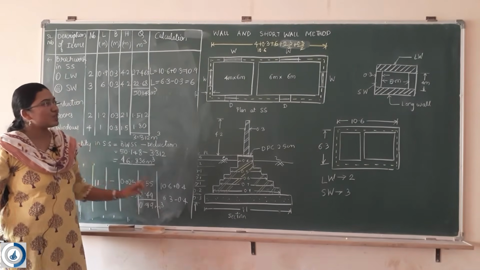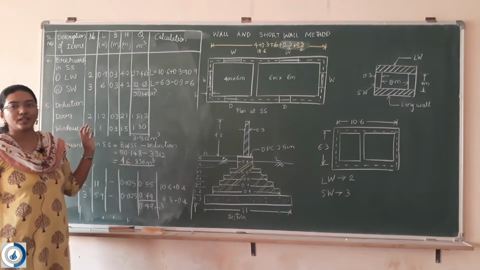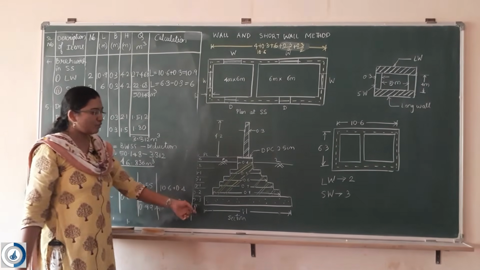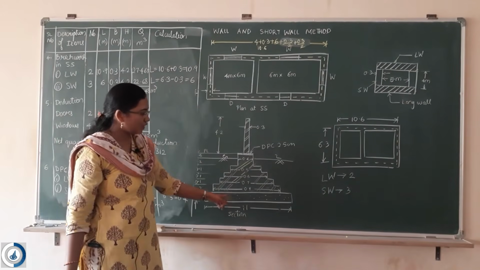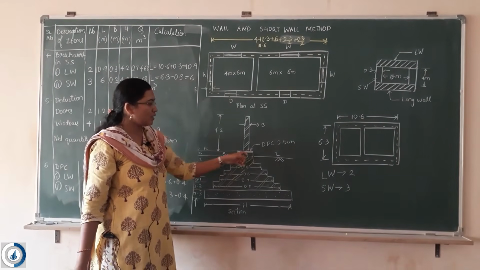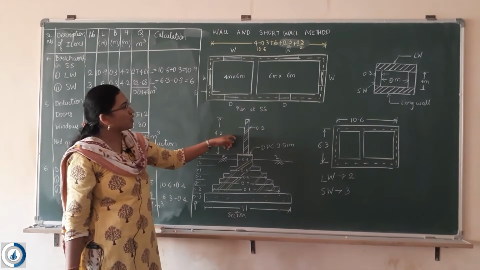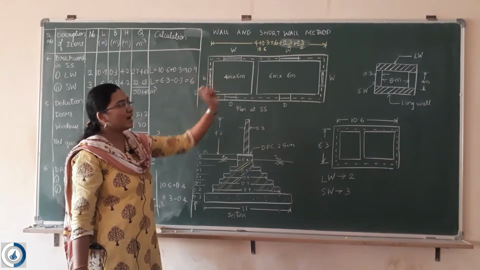So this is how we solve the problem. We do the detailed estimate here by considering each and every quantity separately for earthwork, then for lime concrete, for brickwork in foundation, DPC, brickwork in superstructure. For superstructure, we will be having deduction for the doors and the windows.